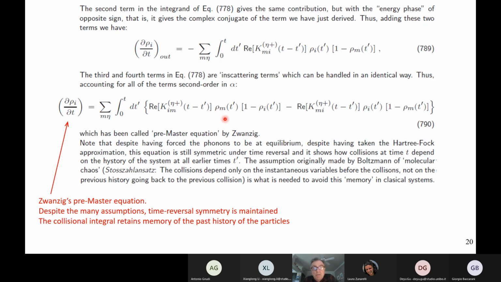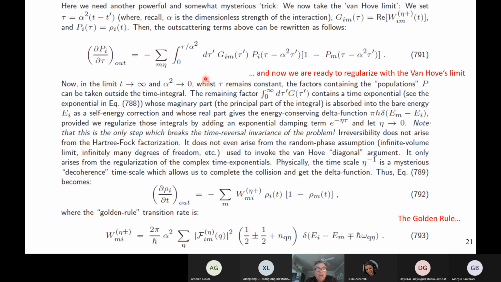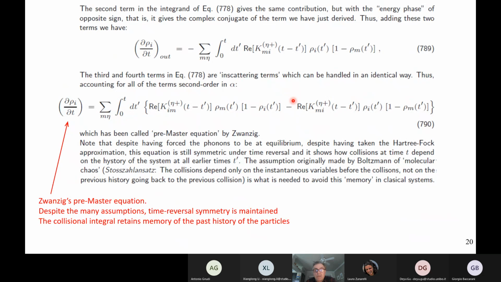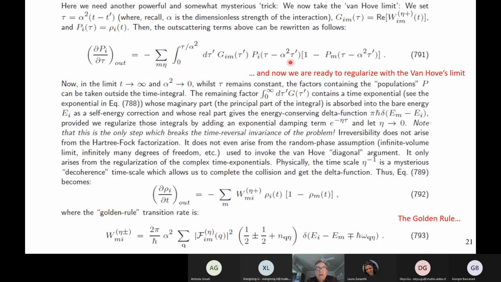Now, in order to get the full master form of the collisional operator and so get the Boltzmann equation eventually, we have to get rid of this time integration. And this is what is done by Van Hove. Van Hove took the limit. Let's call this variable alpha squared (t minus t prime). Everything in the scattering kernel depends on t minus t prime. And let's rewrite just the out term in terms of this rescaled variable, in which now our time is hidden inside this parameter tau. And let's take the limit in which this goes to infinity.